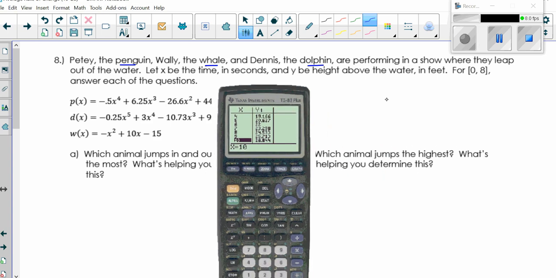So just to give you kind of an idea here, sketches are always nice. Here's my time in seconds. And here's my height. You guys should be writing this down too.